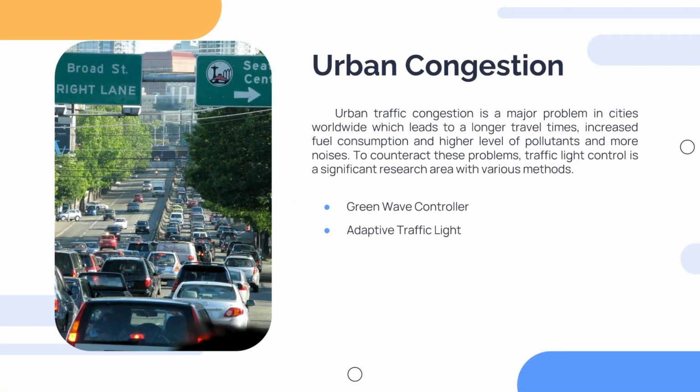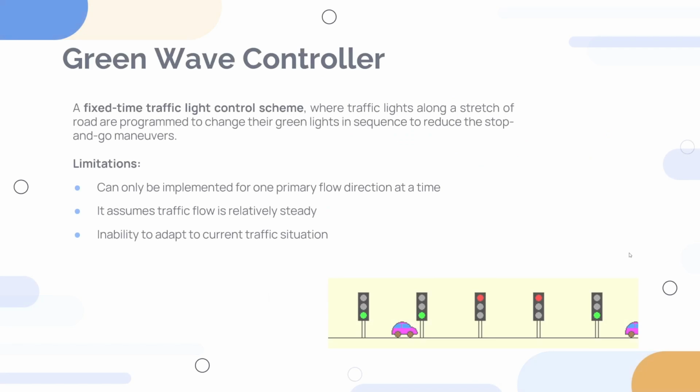Urban traffic congestion is a major problem in cities worldwide. It leads to longer travel times, increased fuel consumption, and higher levels of pollution. To counteract these problems, traffic light control is a significant research area with various methods.